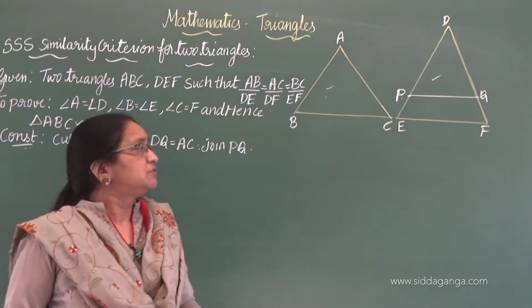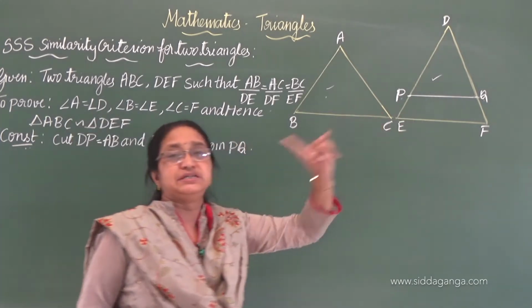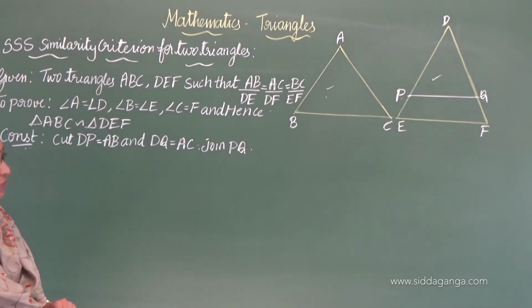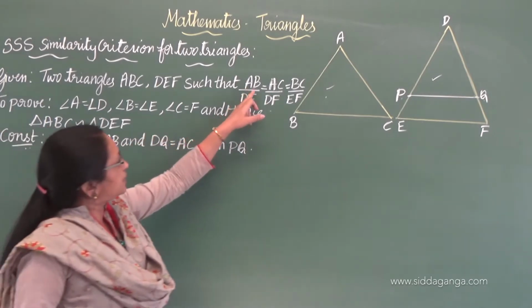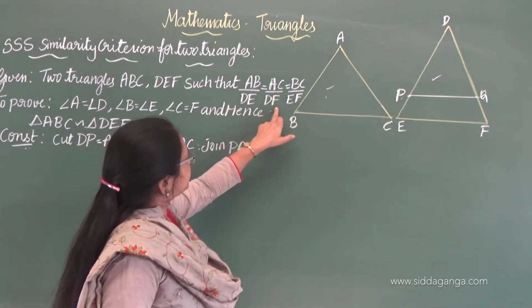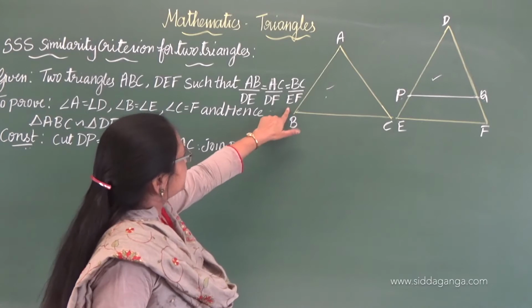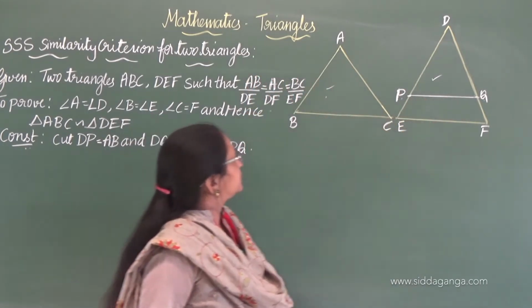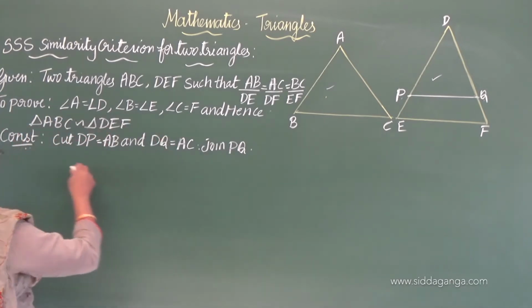Okay, first we will prove that PQ is parallel to EF, that is the first step. So, in given we have AB by DE is equal to AC by DF and BC by EF. We are going to use this and prove that PQ is parallel to EF. So, how shall we prove? See here, proof.